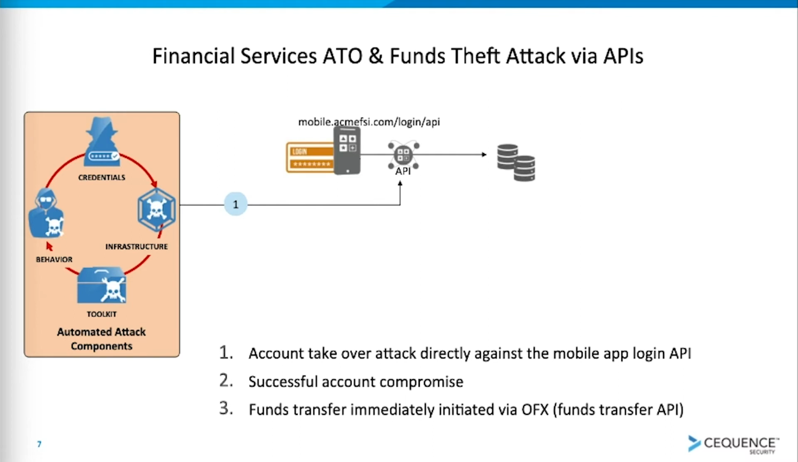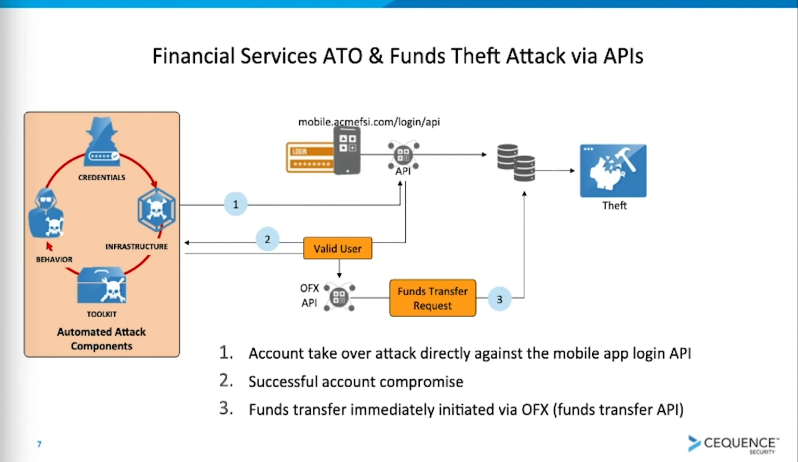Now, let's go through an example. This is a Fortune 100 financial services customer of ours who had found that they were having account takeover attacks on their funds transfer. The attackers deconstructed the mobile app, found the login API, and then began their automated attack against that API. If they were successful in finding a valid user, and remember, it doesn't have to be a whole lot of valid users, a small handful of valid users is enough for a successful attack, they would then immediately execute a funds transfer from that account they had taken over, across the OFX API into their own fake account, resulting in loss of those funds. So in this scenario, the APIs were targeted directly.